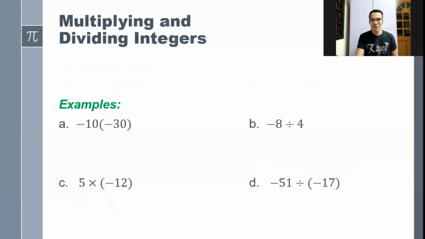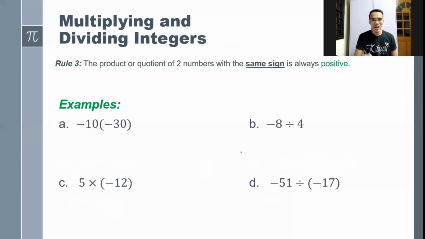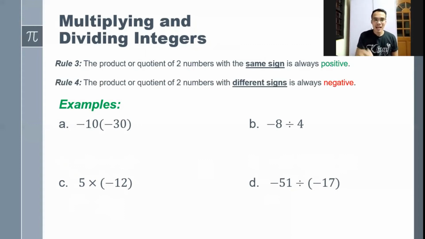Next, let's have multiplication and division of integers. Before we tackle these examples, let's have the rules first. Rule number 3, the product or quotient. Product, by the way, is the result when you multiply two numbers. Quotient is the result when you divide two numbers. The product or quotient of two numbers with the same sign is always positive. And the product or quotient of two numbers with different signs is always negative.